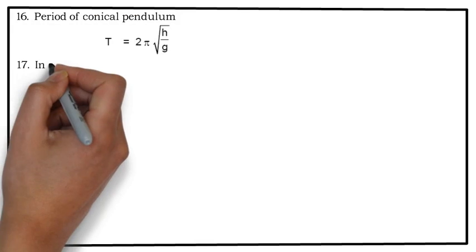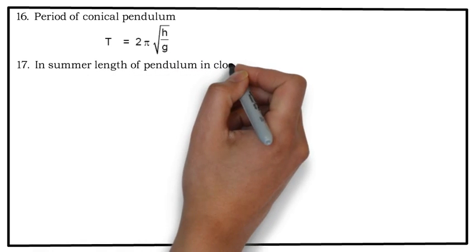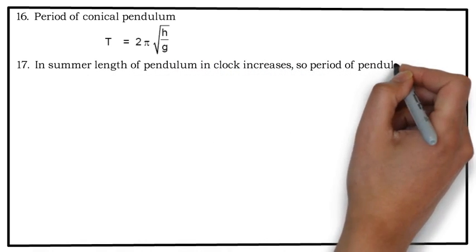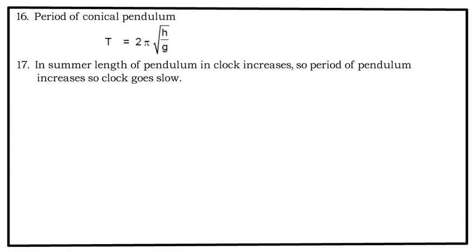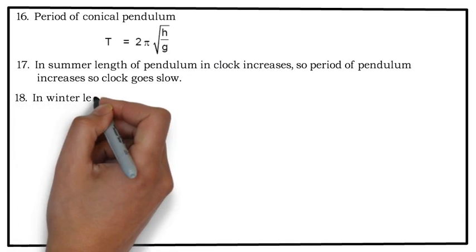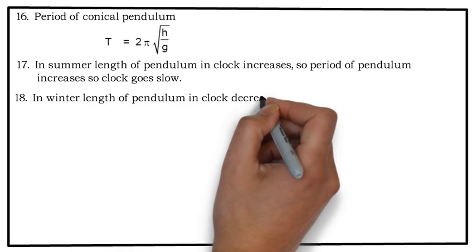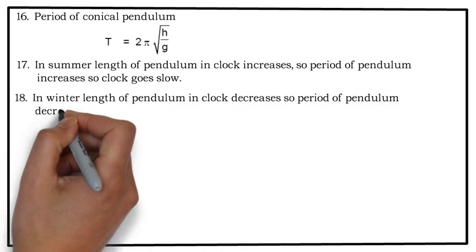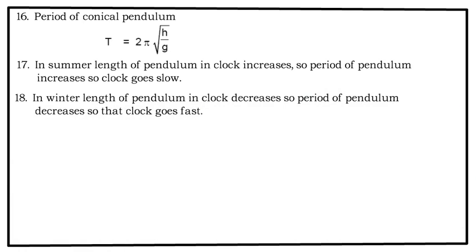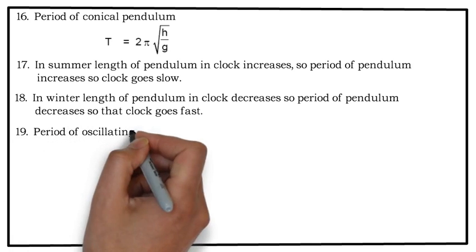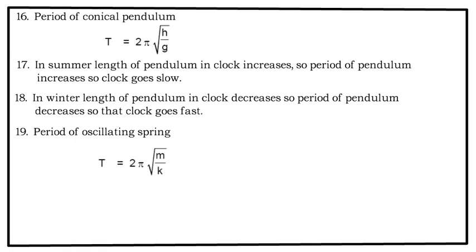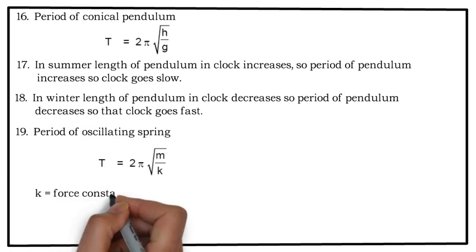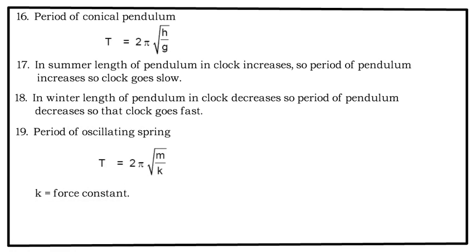Point number 17. In summer, length of the pendulum clock increases, so the period of pendulum increases, so clock goes slow and clock loses some time. In winter, the length of the pendulum in clock decreases, so period of pendulum decreases, so that clock goes fast, so clock gains time. Point number 19. Period of oscillating spring T is equal to 2 pi square root of m by k, where k is called force constant, that is force acting per unit displacement.